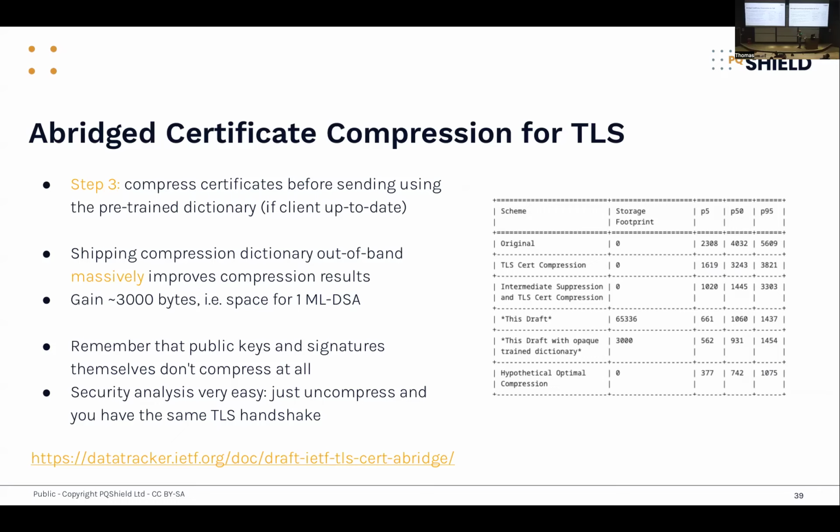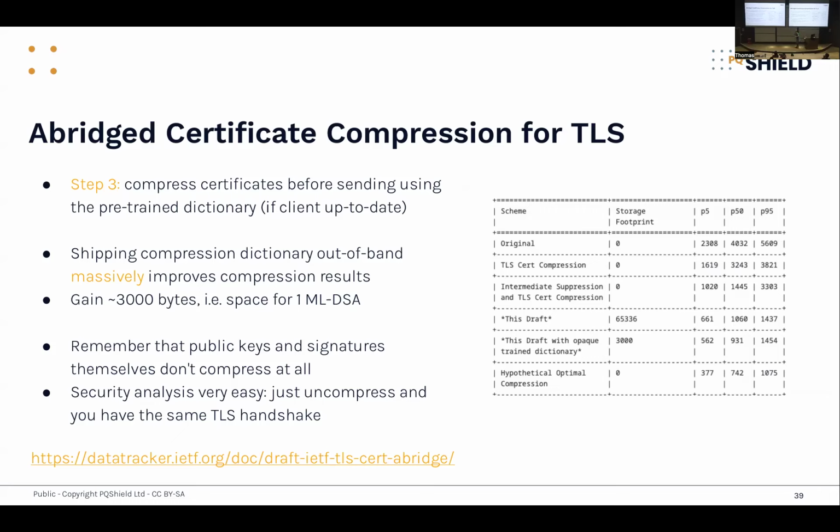But this sort of shows how much craft there is in the certificate system. And if we manage that a little bit better, then we are able to get rid of 3 kilobytes of data. So that's pretty significant. It basically gives us space for 1 Dilithium. But we need more signatures than 1 Dilithium.